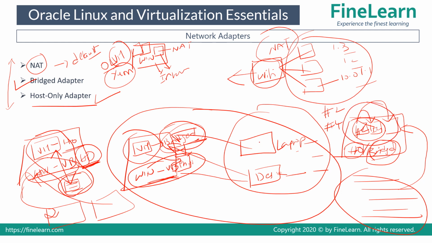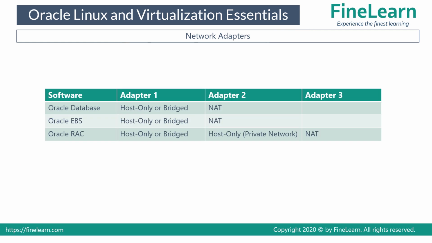That is why in RAC systems, as you know, we have two types of interfaces. One is the public network and the second is the private network. For the public network, you can use bridge adapter, and for the private network, you can use host only adapter. And this is how we can decide what type of adapter we have to use for which type of product.